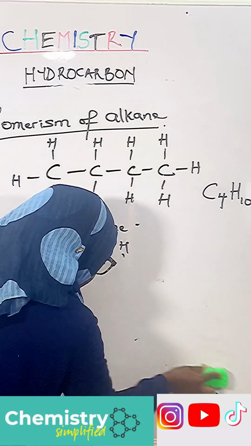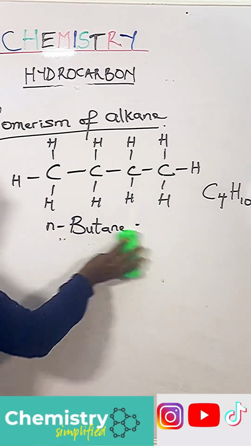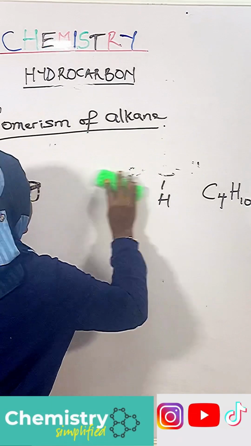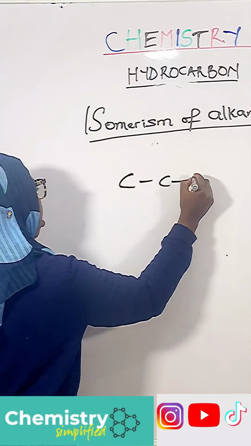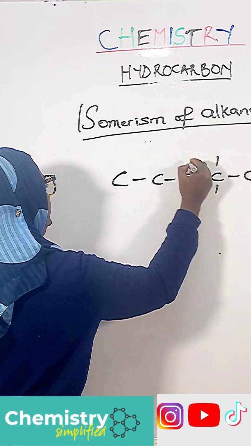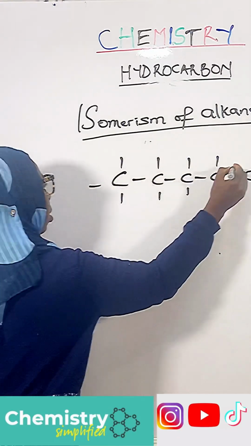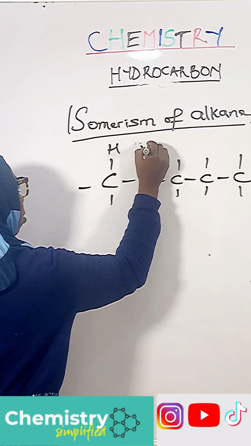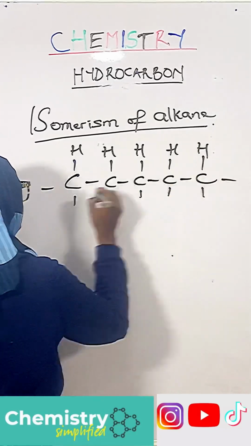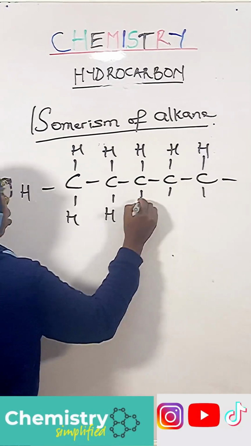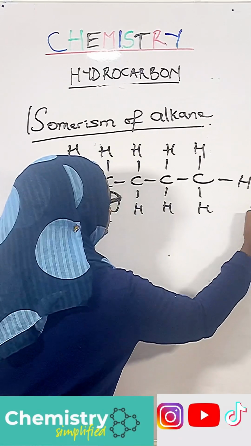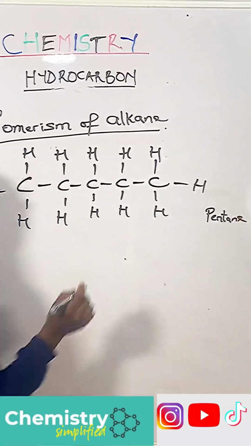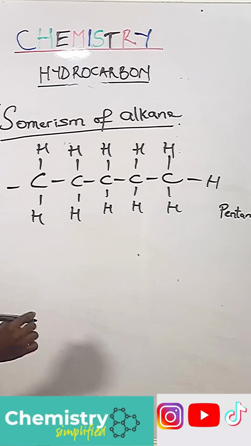I'm going to give you that of pentane. We call them isomers. The isomers of pentane. Now pentane, pent means 5. So pentane is a 5 carbon atom compound that has hydrogen around it. Yeah, this is pentane. So this is pentane. Now let's look at the isomers of pentane.